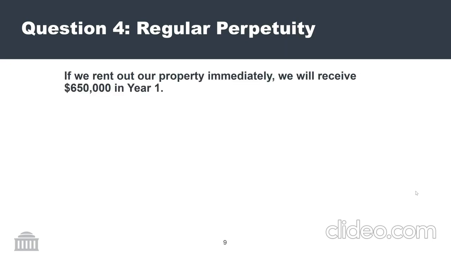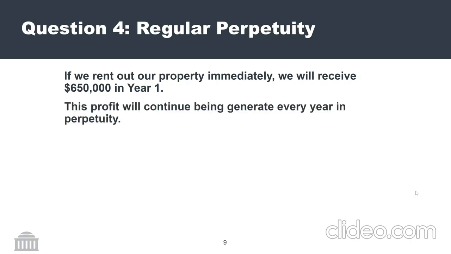Let's start our analysis by looking at scenario A. If we rent out our property immediately, we will receive $650,000 in year 1. This profit will continue being generated every year in perpetuity. So therefore, this stream of cash flows represents a regular perpetuity. The first payment starts in year 1 and it continues forever.